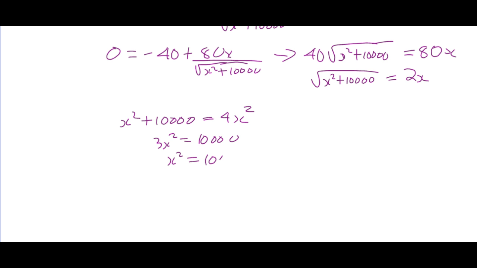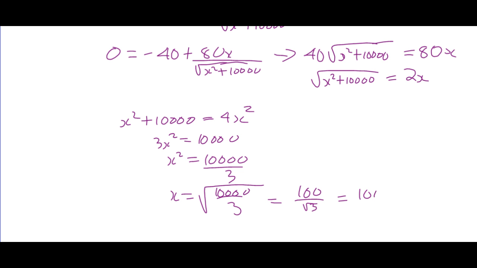x squared is 10,000 over 3, and x is the root of 10,000 over 3, which is 100 over root 3, or 100 root 3 over 3. Okay, let's copy that down. I'm just going to finish it off.